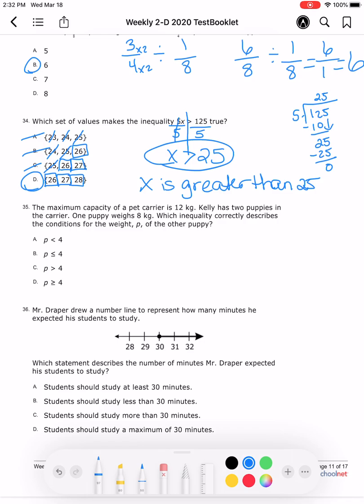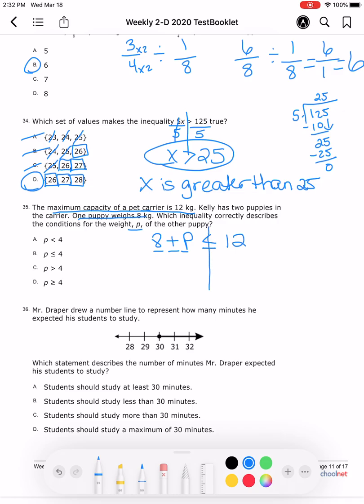The maximum capacity of a pet carrier is 12 kilograms. Kelly has 2 puppies in the carrier. One puppy weighs 8 kilograms. Which inequality correctly describes the conditions for the weight P of the other puppy? So there's 2 puppies. We know one of them is 8, plus the other puppy that we're not sure about. The maximum capacity is 12 kilograms. That means it can weigh 12, but no more than that. So both puppies put together have to be less than or equal to 12.